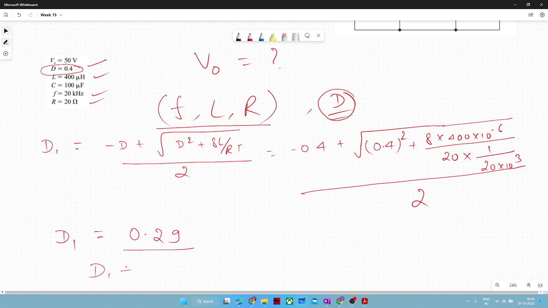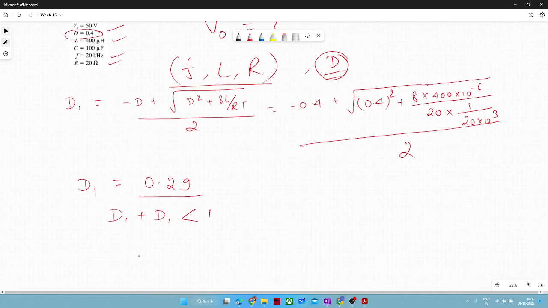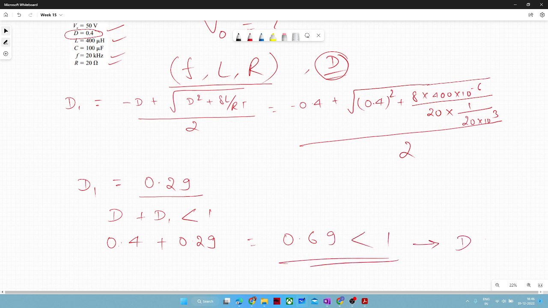Okay, you had D, you calculated the value of D1, and now we will verify D plus D1 is either less than 1 or greater than 1. To be in discontinuous mode, it should be less than 1. D was 0.4, plus 0.29, it is 0.69, which is obviously less than 1. It means it is in DCM.